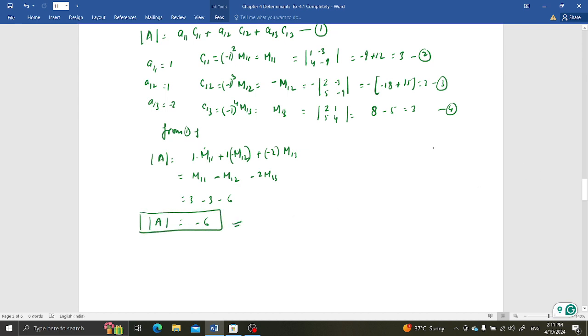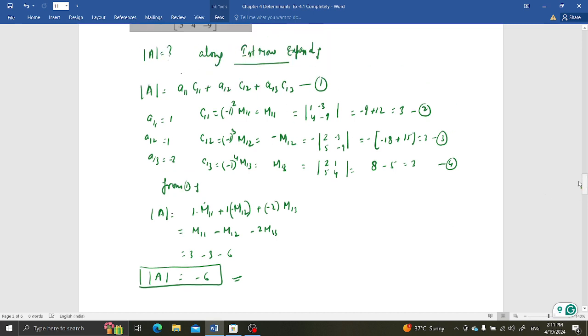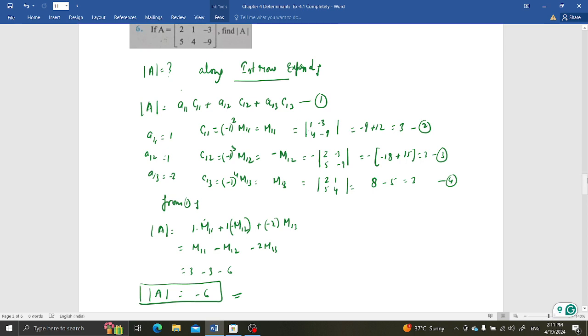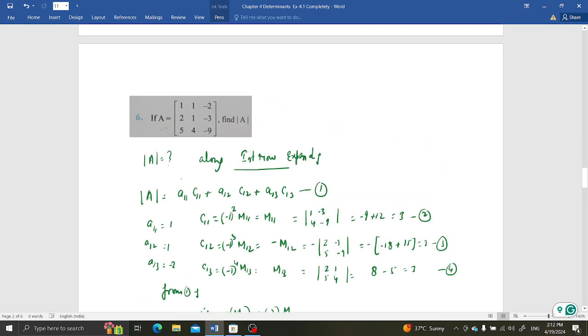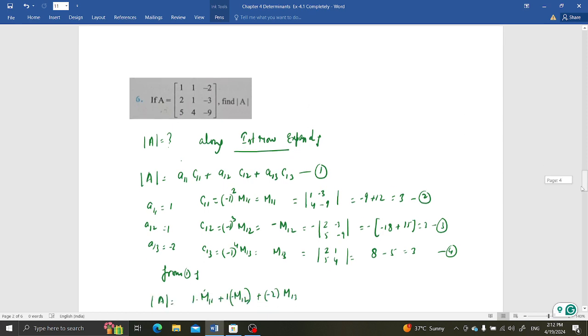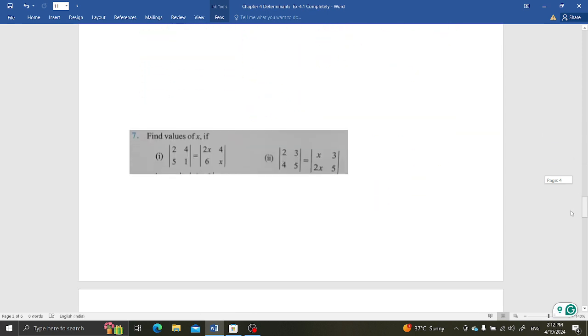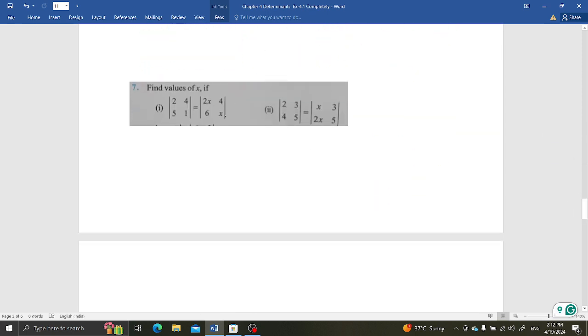If there is some problem in the calculation, you can check one time, but the method is clear. Because here there is no zero, that's why I'm evaluating along the first row. You can expand this determinant along the first column also, but along the first row or the second column is good enough, because one is there as an element, so it is very easy to do. Otherwise you can expand as usual, it's your choice. Now here, what they are saying in the next question, question number 7.